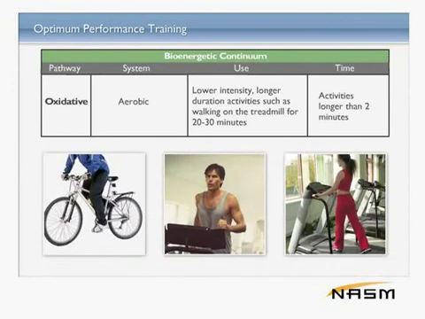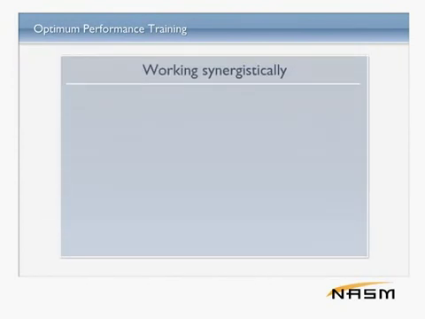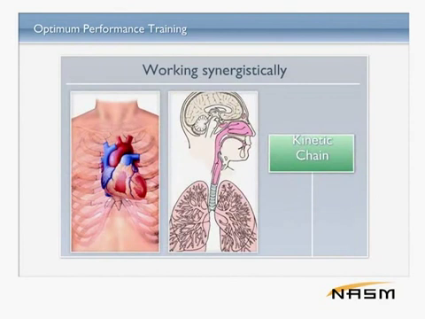This system becomes more involved in activities longer than 30 seconds and is the predominant system in activities over 2 minutes, or aerobic activities. The importance of all systems in the body working synergistically can be further demonstrated in the intimacy between the cardiorespiratory system and the kinetic chain. The cardiorespiratory system is a major support system for the kinetic chain. However, it is also the kinetic chain that provides essential support for the cardiorespiratory system.